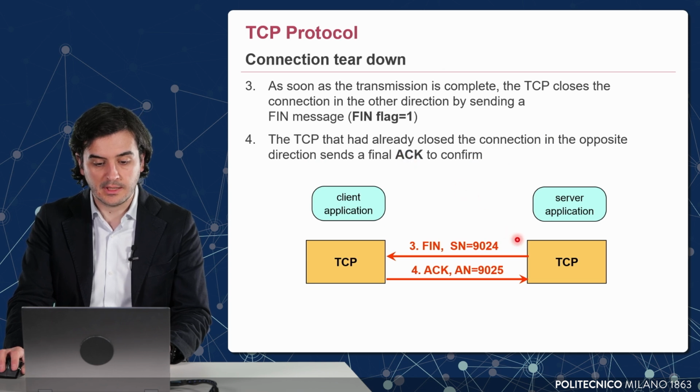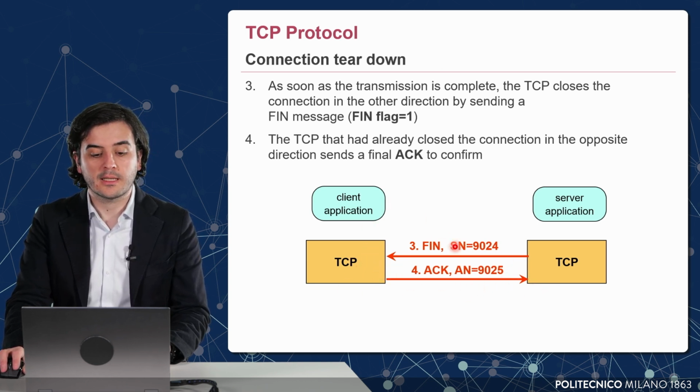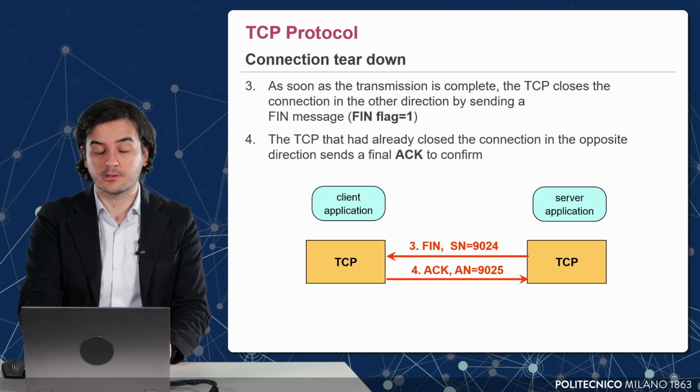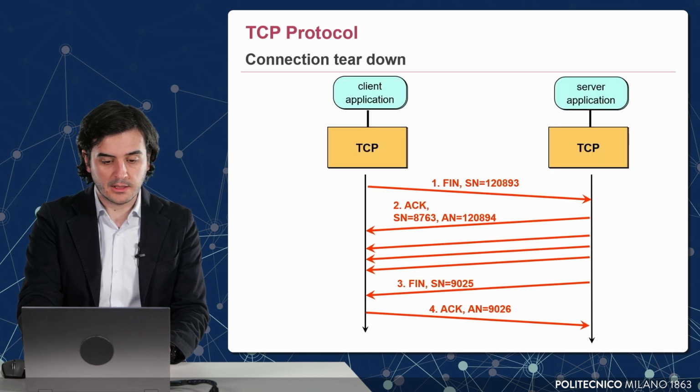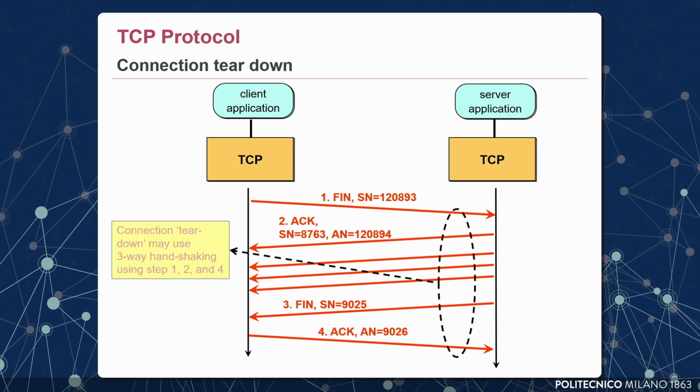In this case, we see that the server side will send a message with the FIN flag set to 1, and the client side will acknowledge that it has received this segment, and the connection is therefore torn down or terminated. Again, here we see the various steps that are needed between the client side and the server side in order to tear down the connection.